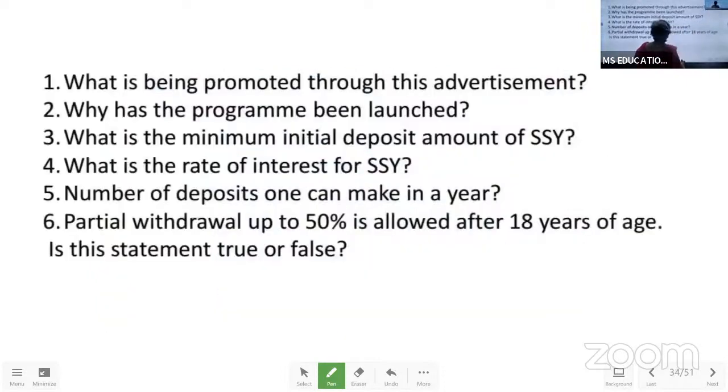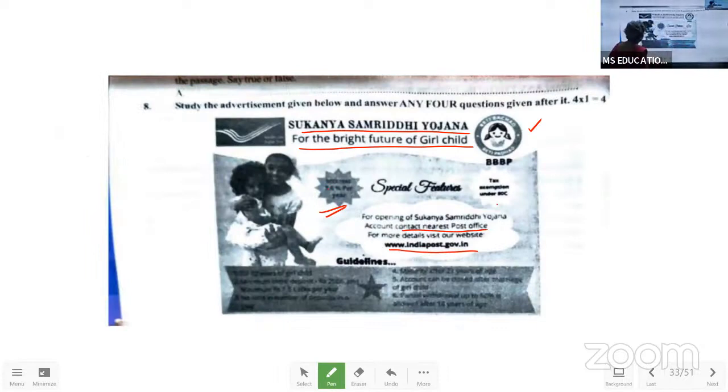What is the minimum initial deposit amount for SSY? That is Sukanya Samriddhi Yojana. Can't see. It's not clear. Give me a moment, children. Here it is not clear in the advertisement. I'll just have a look at the book and I'll let you know.